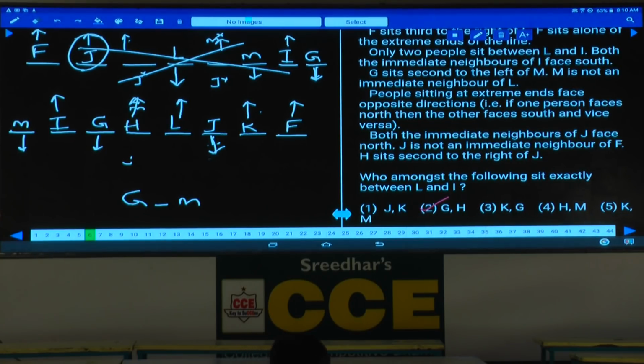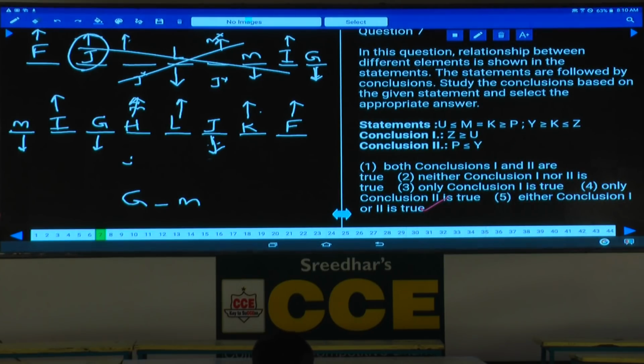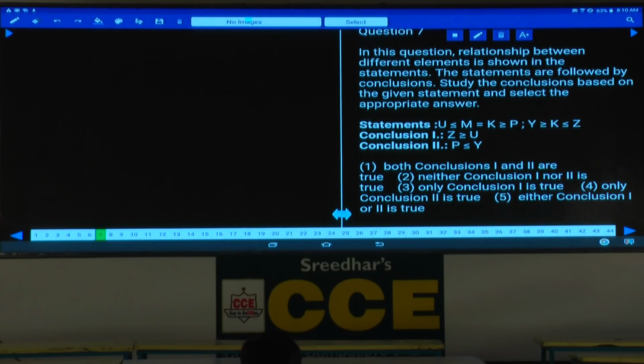Now this is about question numbers 1 to 6, the first set. Then question number 7. Now 7 onwards, 7 and 8. Now these two questions are based on inequalities.